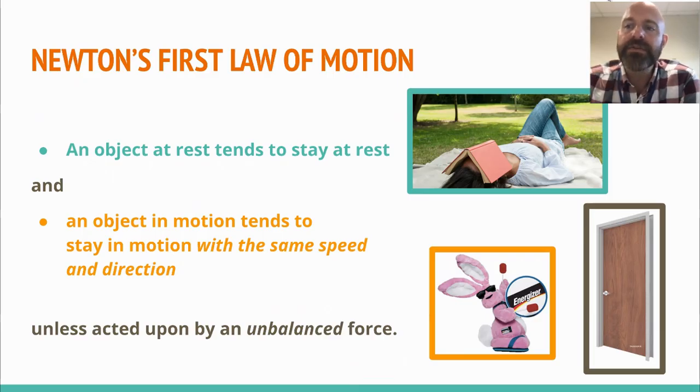So this leads us to Newton's first law of motion. An object at rest tends to stay at rest, and an object in motion tends to stay in motion with the same speed and direction, or the same velocity. Newton's first law basically says, as long as there is no unbalanced force or the net force is 0, objects will continue in whatever state they are in.